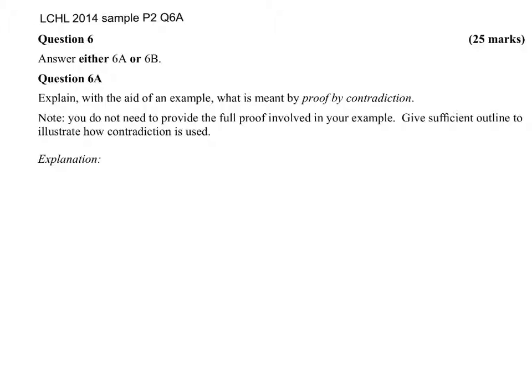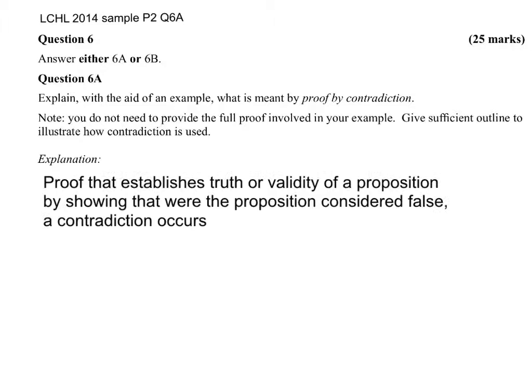In this question, you're basically being asked about proof by contradiction, and to explain what it means, what it is, and give an example. The basic definition is that proof by contradiction is a proof that establishes truth or validity of that proposition by showing that were it actually to be considered false, incorrect, then a contradiction occurs, and by virtue of the fact that contradiction occurs, it can't be false. It wouldn't be an option for it to be false, therefore it is true.